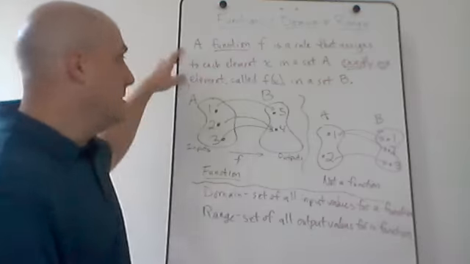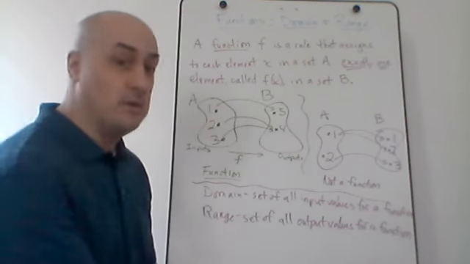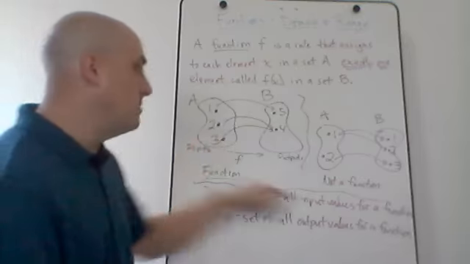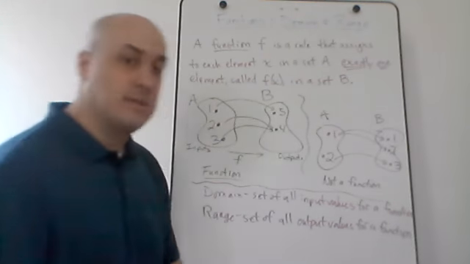And remember, for something to be a function, for each input value, it can only have a single output. The single output can be the same for two different input values, but when we have, like over here, one input with two different outputs, that's not a function.